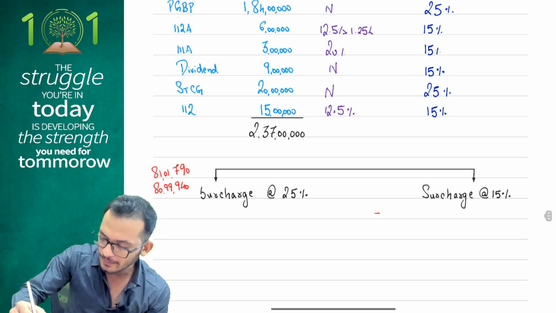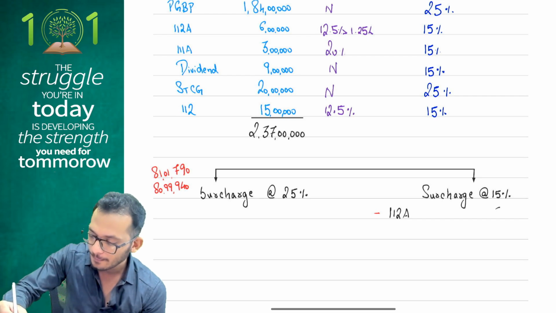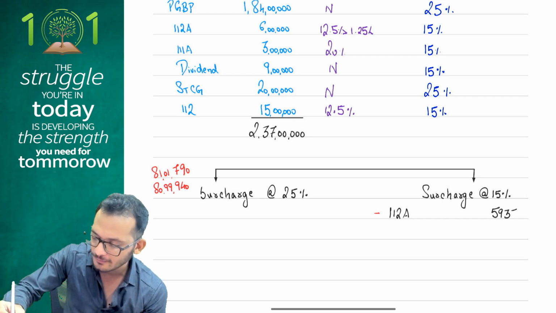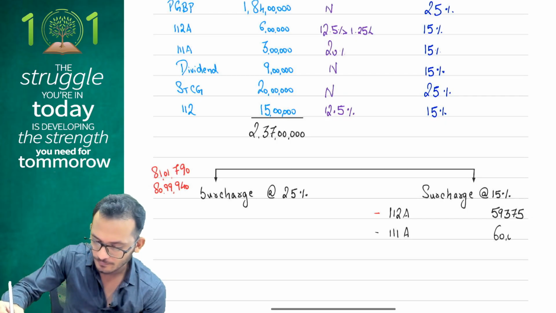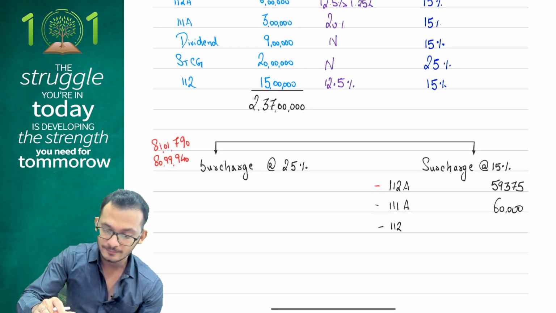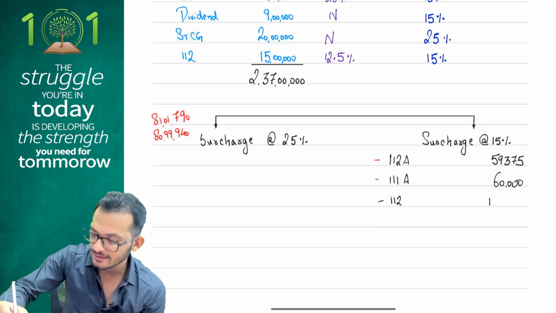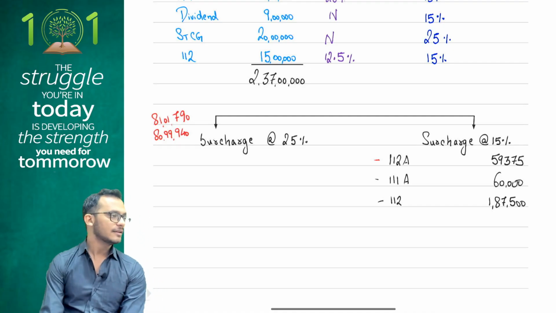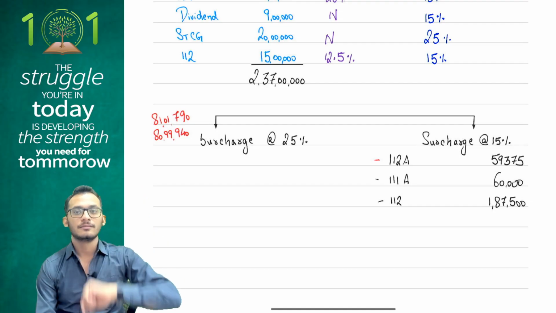112A. My tax on 112A is 59,375. Next, 111A, 60,000. Next, 112, which is 1,87,500. Yes. Now, before I apply surcharge on 25%, I need to now decide something for dividends.